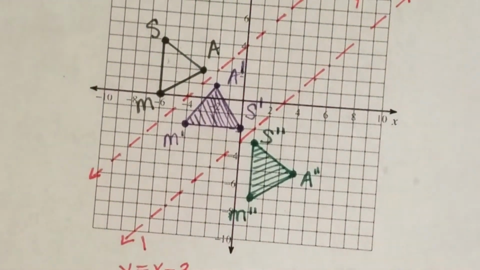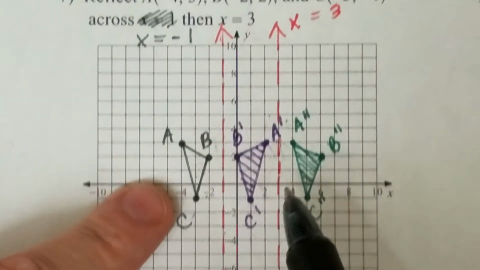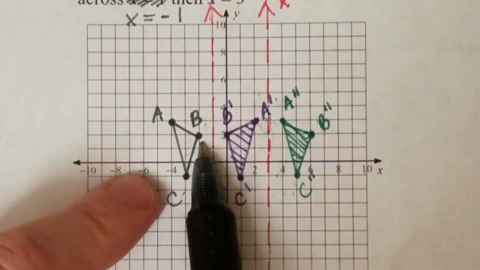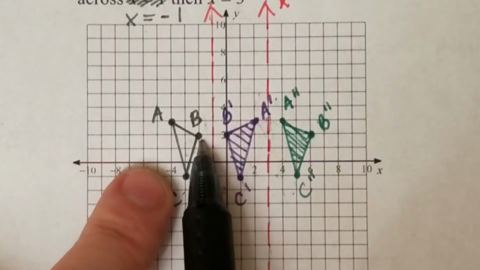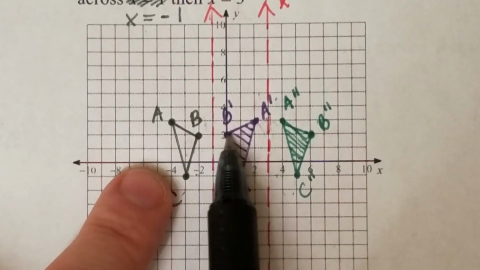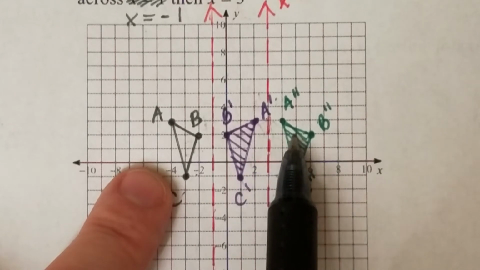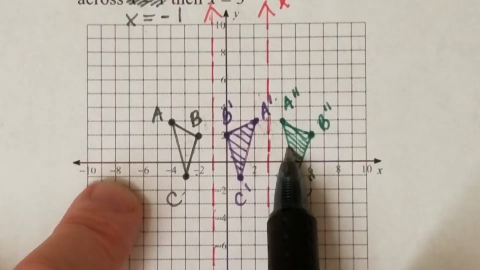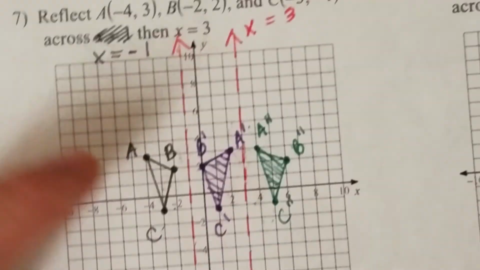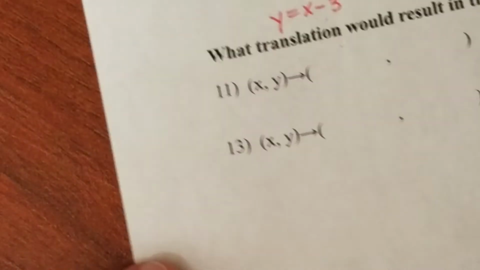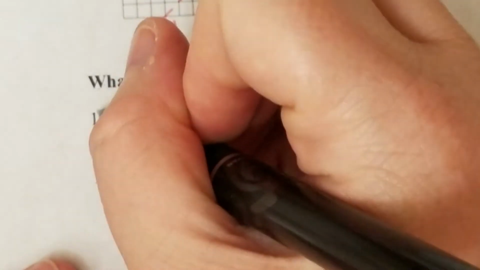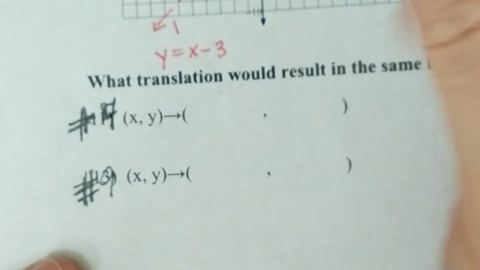Now, down at the bottom here, they want us to write the rule for the translation that's being performed. So I'm going to sneak back up here to number 7. And if I count from B to B double prime, I'll get my translation. I'm going to count 1, 2, 3, 4, 5, 6, 7, and 8. I'm going 8 units to the right, and I'm not going up or down. So if we go down here to number 11, this is going to be the one that we do for number 7, because it came first. And then number 9 will be for number 13 here.